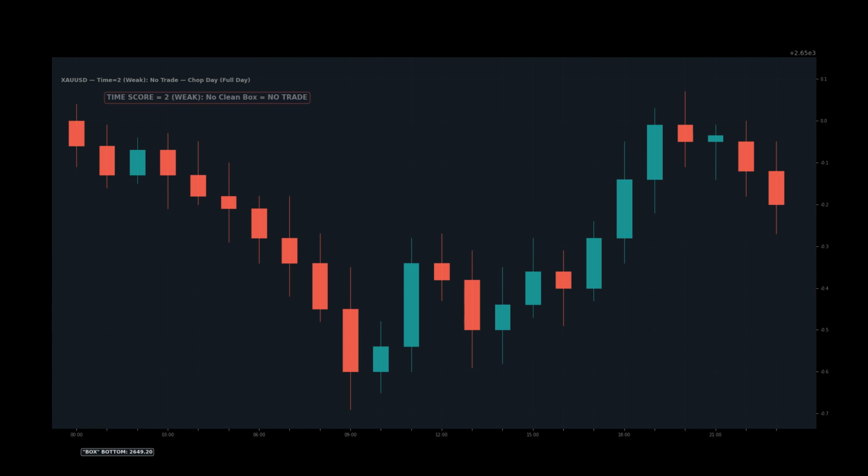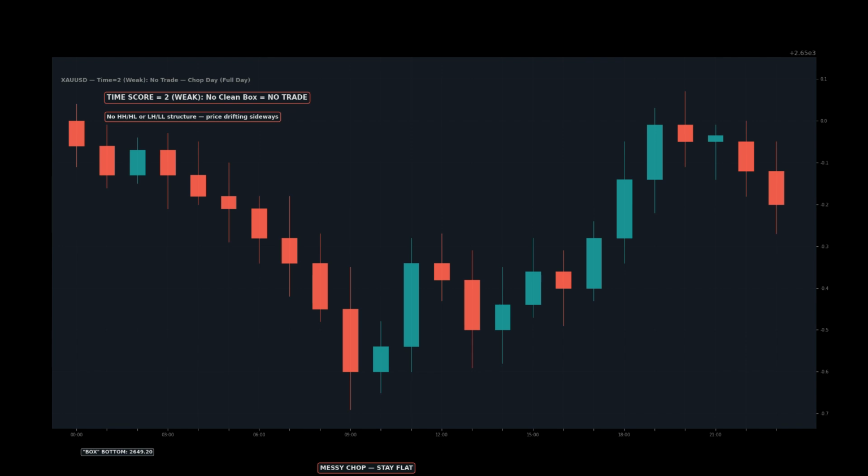Look at this full day chart. The overnight box forms normally, but at 9 a.m., the candle has a small body, long wick, and closes back inside the box. No decisive break. Then at 12 p.m., the candle is a doji. At 3 p.m., another doji. The entire day is a whipsaw session with no directional commitment at any gate. This is a no-trade day.